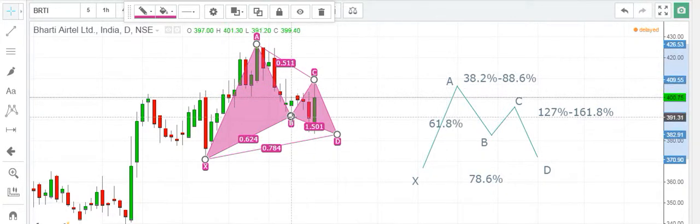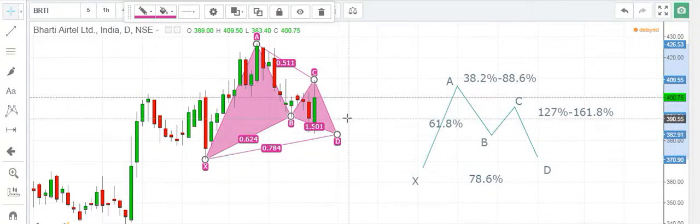Then again you take the Fibonacci extension of B to C, you get 150.1%, which lies between 127% to 161.8%. So till now, if point D comes at 383, and you validate this point D by taking Fibonacci retracement of X to A, you get 78.6%. Point D comes at roughly exactly 383, and this will be my entry point for Bharti Airtel.